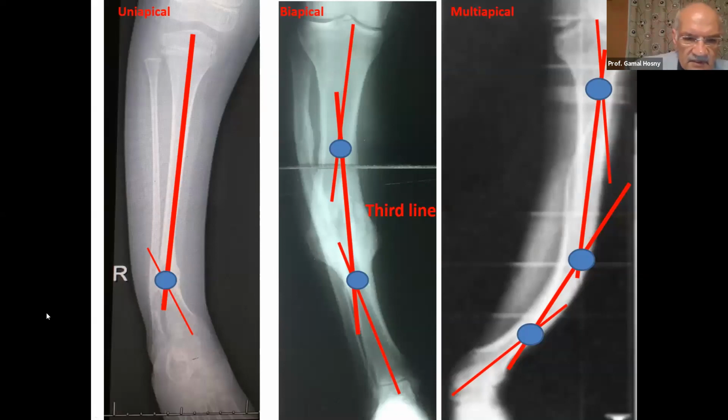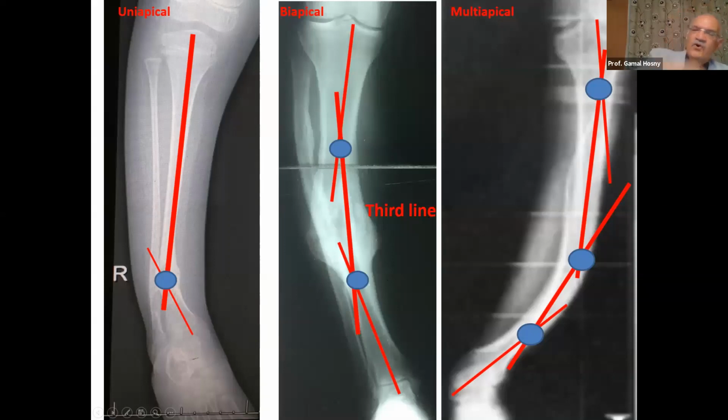You see here, this is uni-apical. But in this deformity, this line representing the proximal axis and another line representing the distal axis are going to meet outside the bone. So we draw a third line representing the middle segment of the bone. This middle segment will meet the proximal axis in the proximal CORA and the distal axis in the distal CORA. So you have two CORAs.